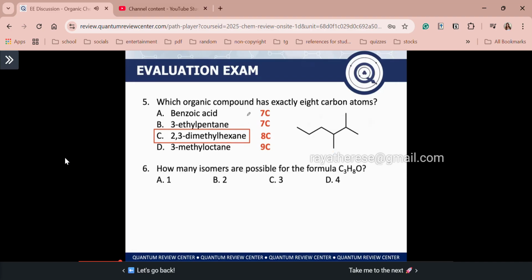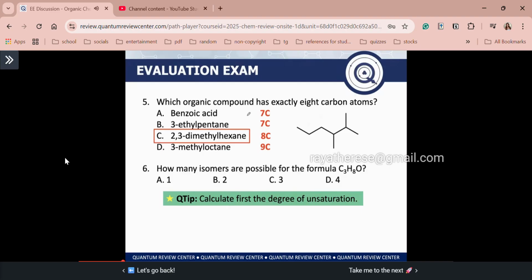Next. How many isomers are possible for the formula C3H8O? Class, meron na tayong heteroatoms here. Remember, these appeared in the Chemtech board exam last year. Okay? So particularly last year, Chemist and Chemtech board exam. So ang tip ko here class is first calculate the degree of unsaturation para malaman nyo kung meron kayong carbonyl group. Sir, parang nung kinompute namin, wala naman tayong unsaturation.